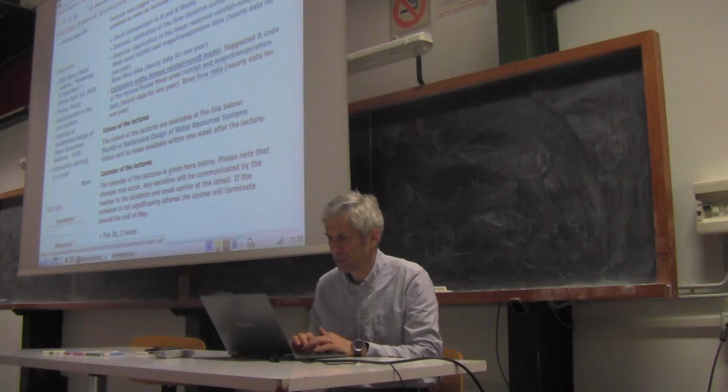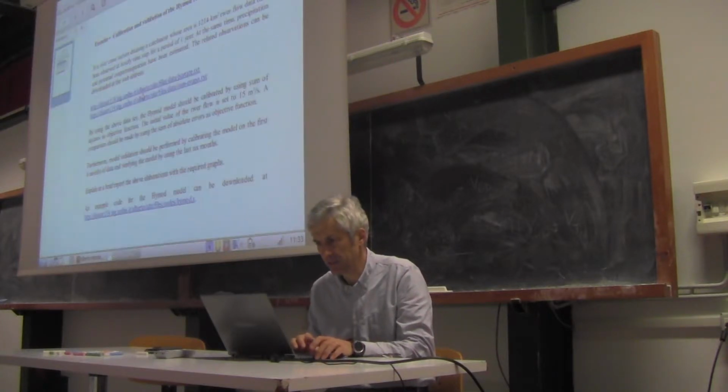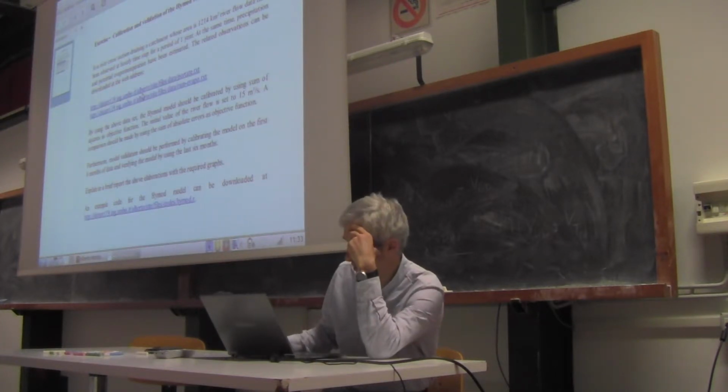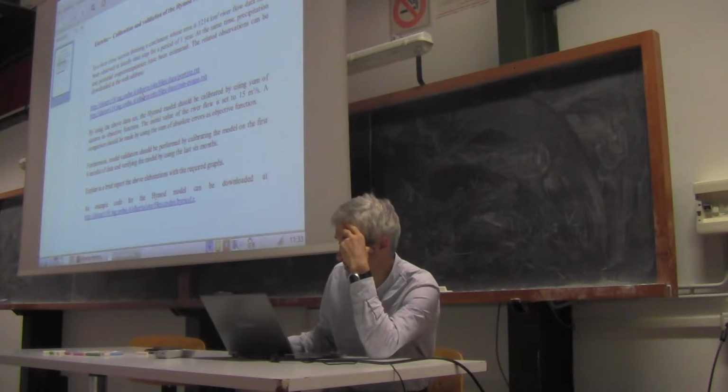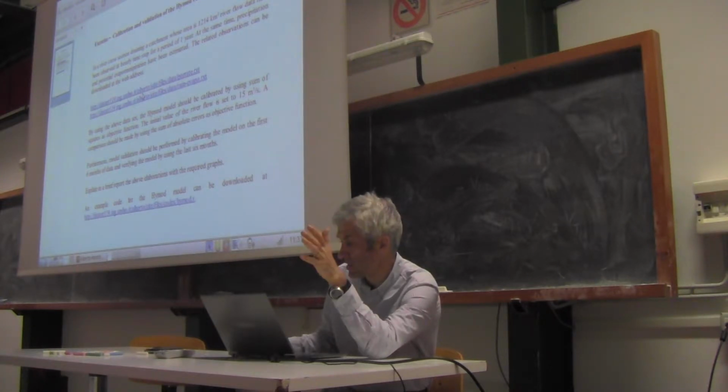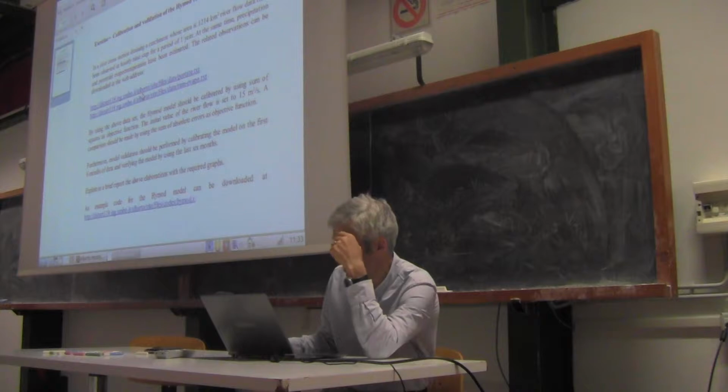Now, let's go back to the PDF. So, the exercise requires that by using the above data set, the IMOD model should be calibrated by using sum of squares as objective function. The initial value of the river flow is set to 15 cubic meters per second. This is the initial value, meaning that it's the value of the river flow at time 0. We will see how to use this information.